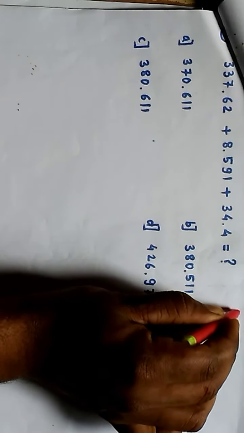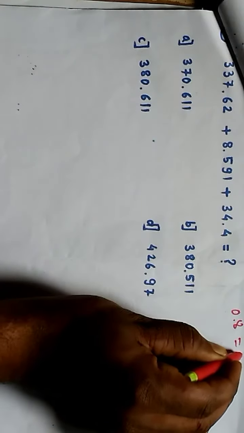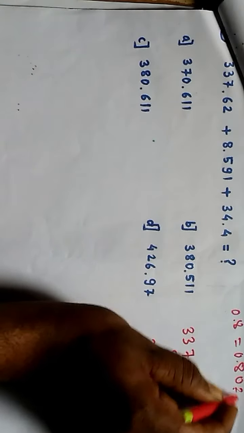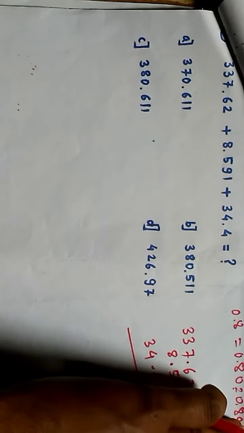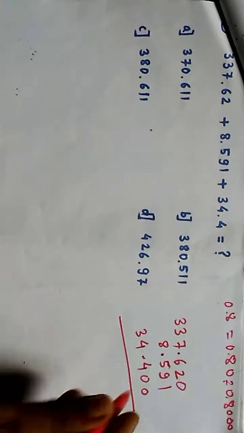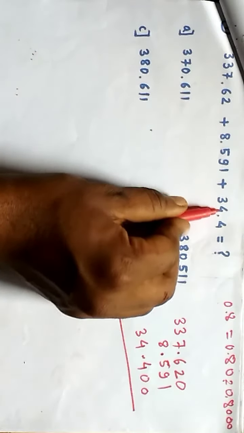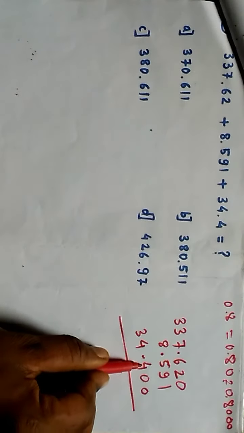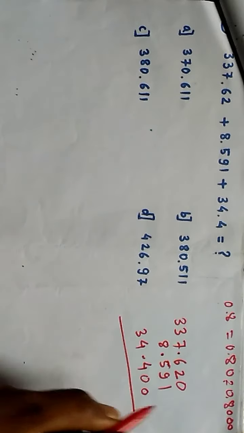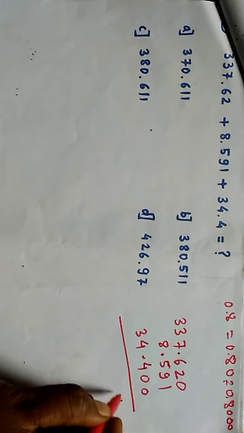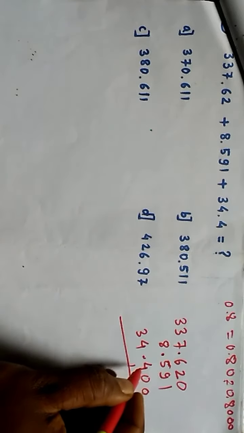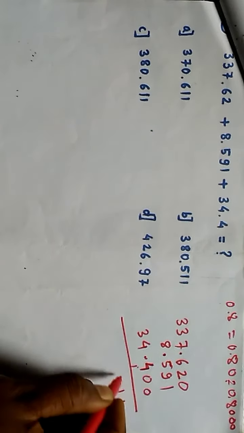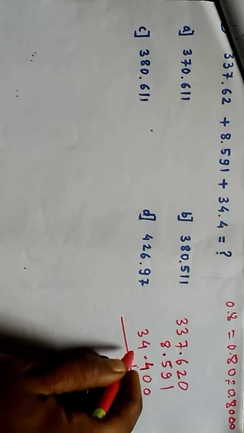The property of decimal fractions is that 0.8 is equal to 0.80, which is equal to 0.800. You can take a 0 after the number. So I take 34.4 as 34.400. So 1 here, 9 plus 2 is 11, 1 carry. Then 6 and 6 is 12, 12 plus 4 is 16, so carry 1 here.